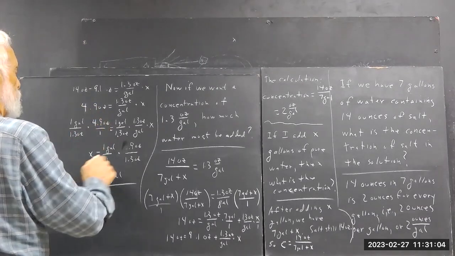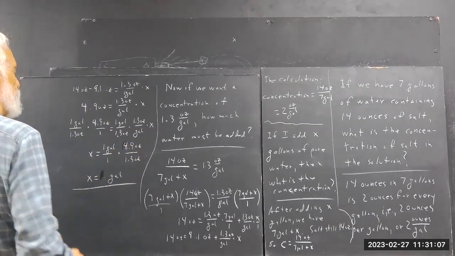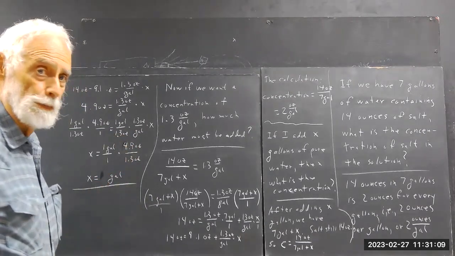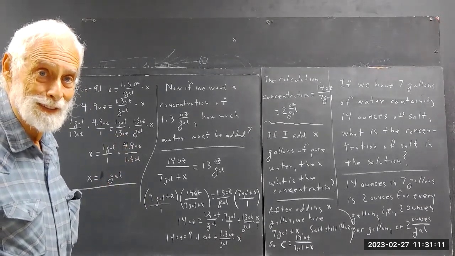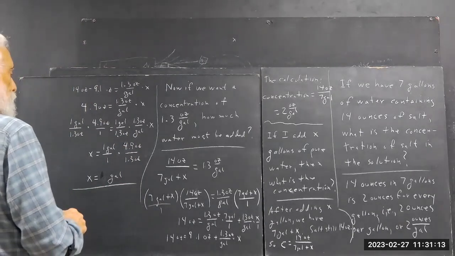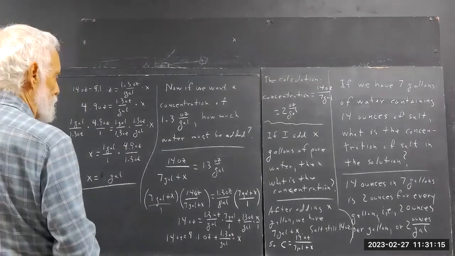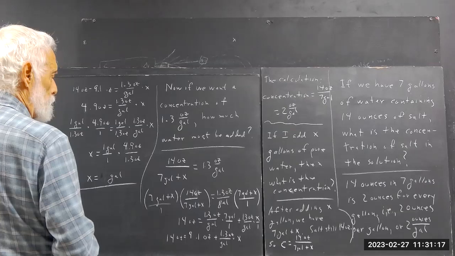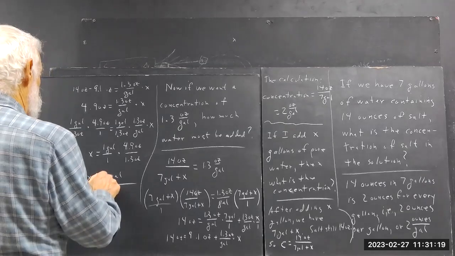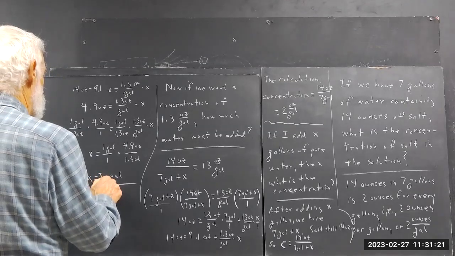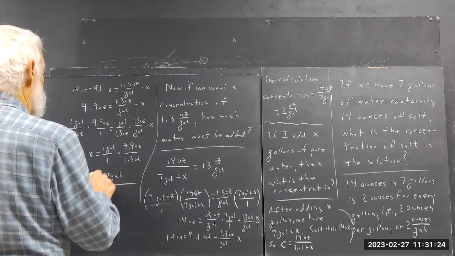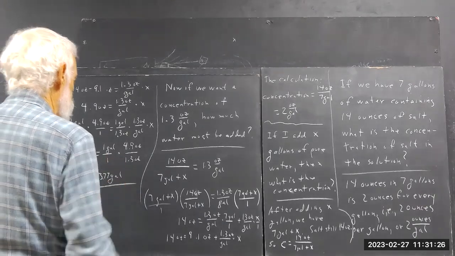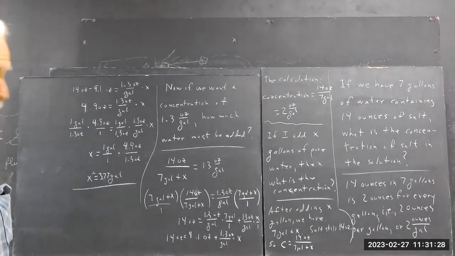Okay. 4.9, 4.9. So now 1.3 doesn't go into 4.9 quite as nicely. Okay. And what we get is 3.77 about. That's approximate. That's not in my head. You can use a calculator.